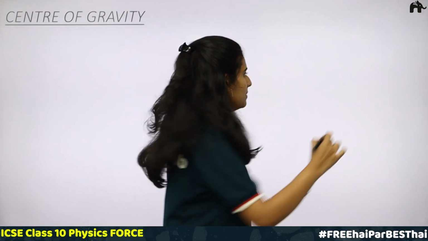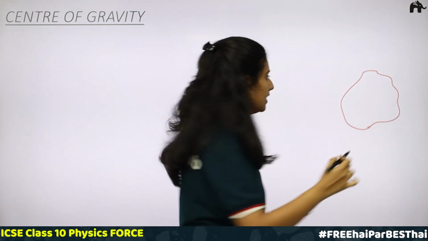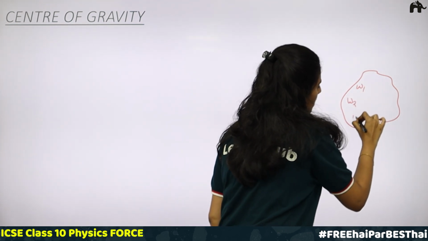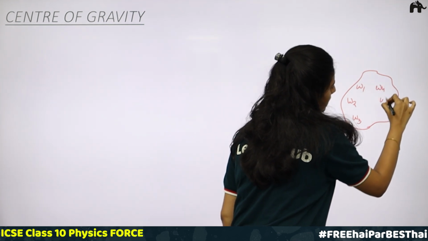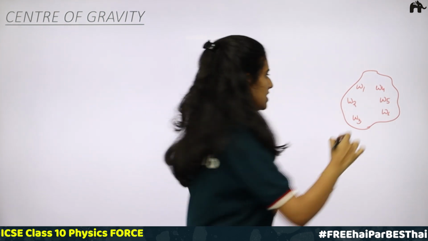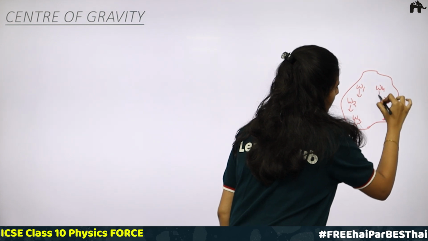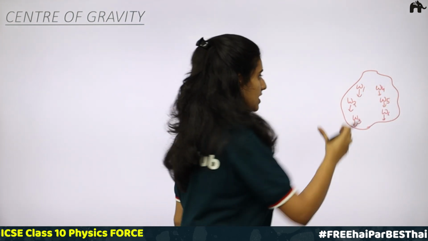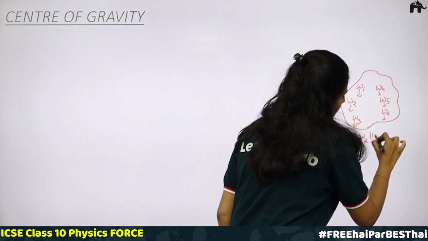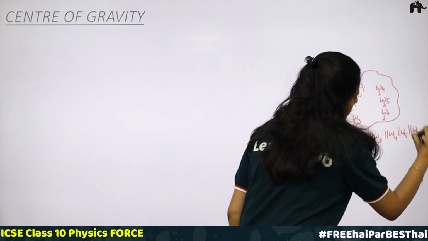Okay, now consider a body. Here this body will be made up of many tiny particles. Let us say first particle with weight W1, second with weight W2, then W3, W4, W5, W6. We know that weight is a force which is acting downwards. Each of these weights, these forces will be acting downwards, which means these forces are parallel to each other. W1 parallel to W2, parallel to W3, parallel to W4, parallel to W5, parallel to W6.